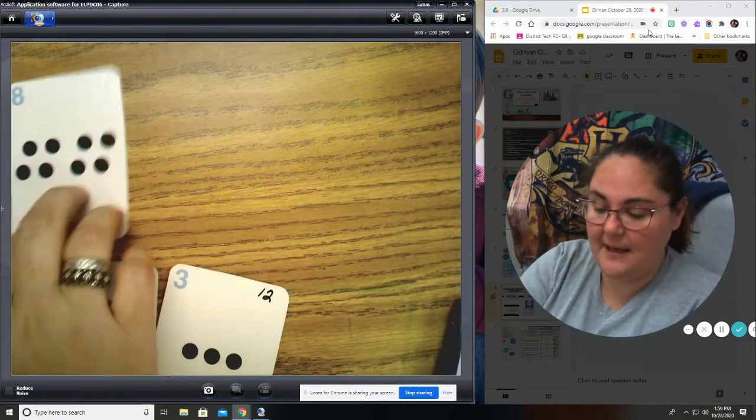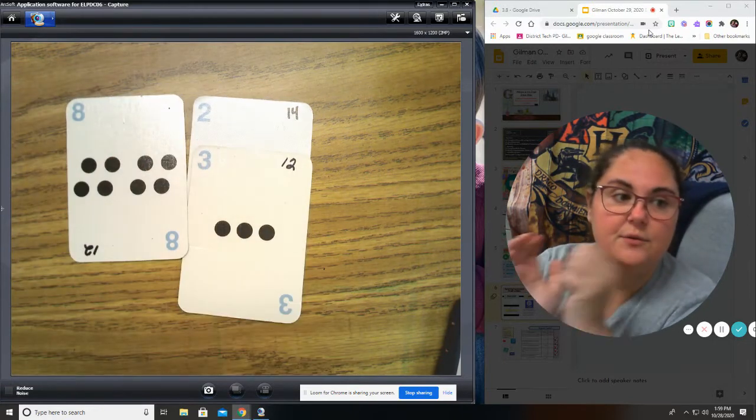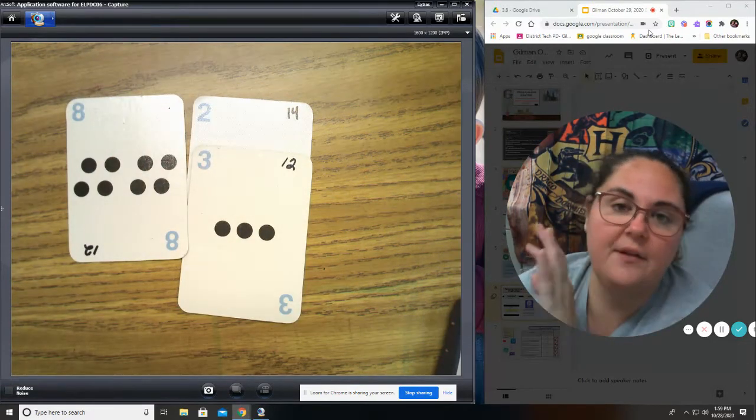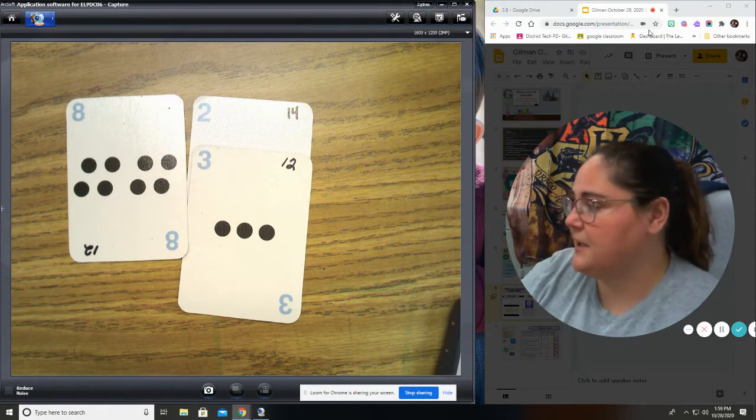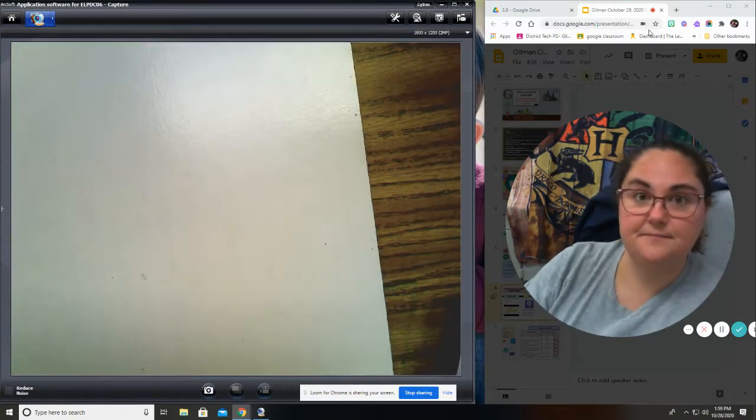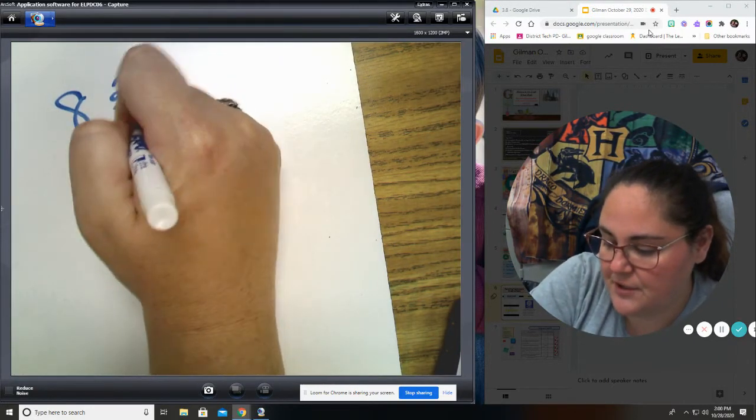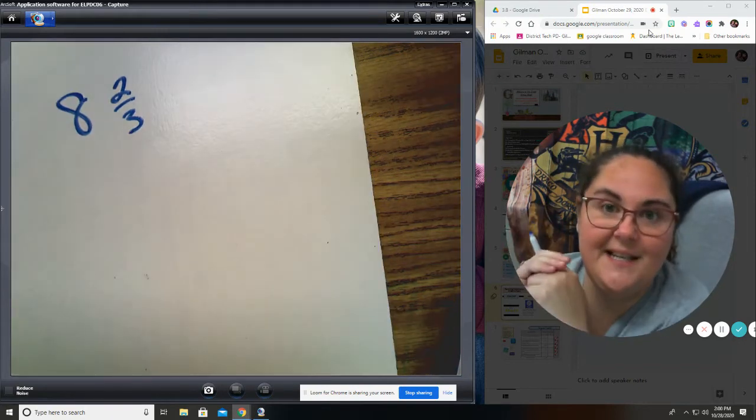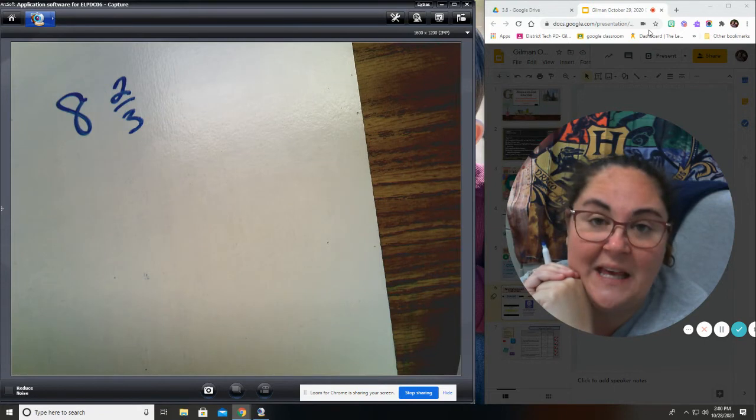So I'm going to make 8 and 2/3. There are other options. I could do 2 and 3/8, whatever you want to do. I'm going to use 8 and 2/3. It's technically not my largest, but it's close. So 8 and 2/3. Your job is to now rename this fraction in as many different names as you can.